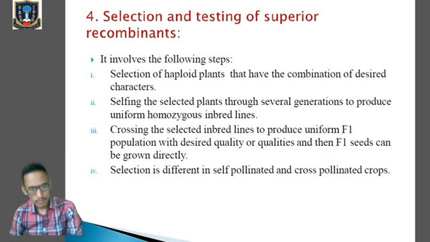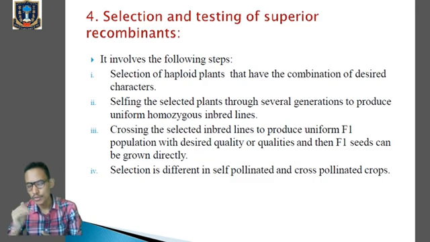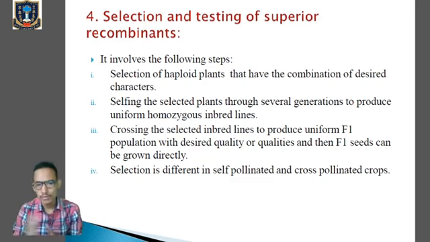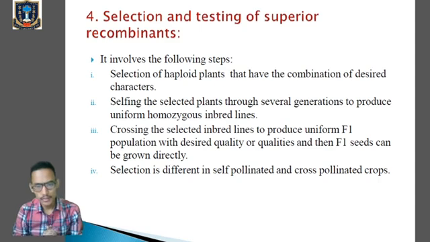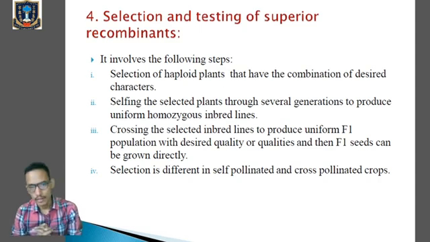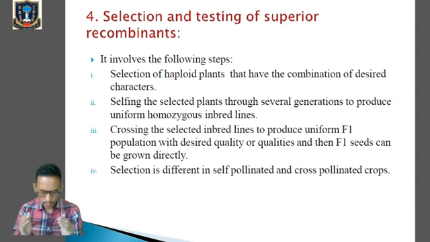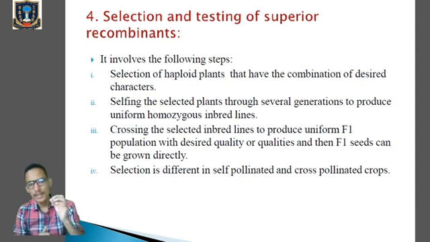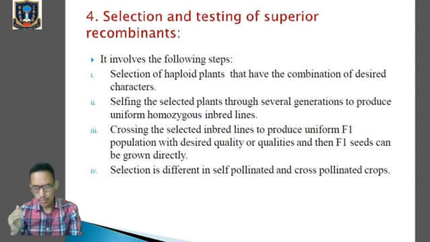After self-pollination of the plants, we have to go through cross-pollination: crossing the selected inbred lines to produce a uniform F1 generation, or first filial generation, where the plants will produce the desirable quality and quantities, so that the seeds can also be grown directly. And lastly, we have to go for selection in self-pollinated and cross-pollinated crops. Selection in self-pollinated crops results in the formation of homozygous characteristics from generation to generation.